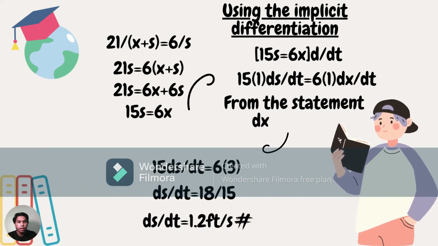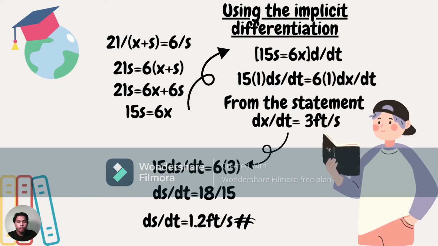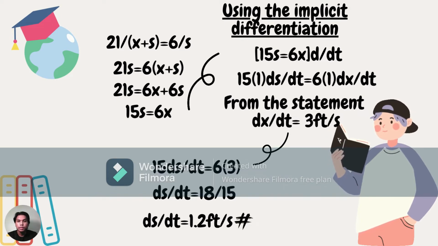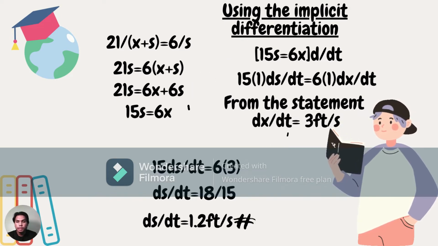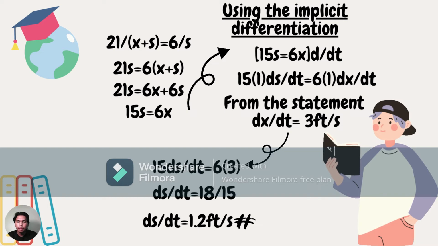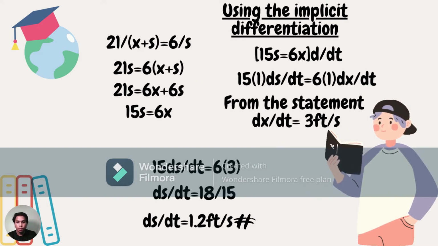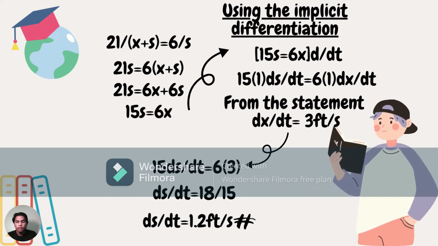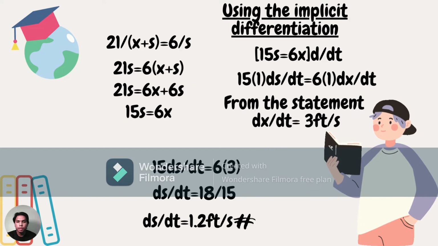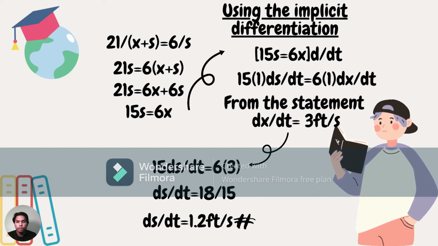Next, from the same equation, we can cross multiply: 21 times s and 6 times x plus s. The result is 21s equals 6 times x plus s. Multiplying out, it becomes 6x plus 6s. 21s and 6s, we can subtract. The final answer will be 15s equals 6x.